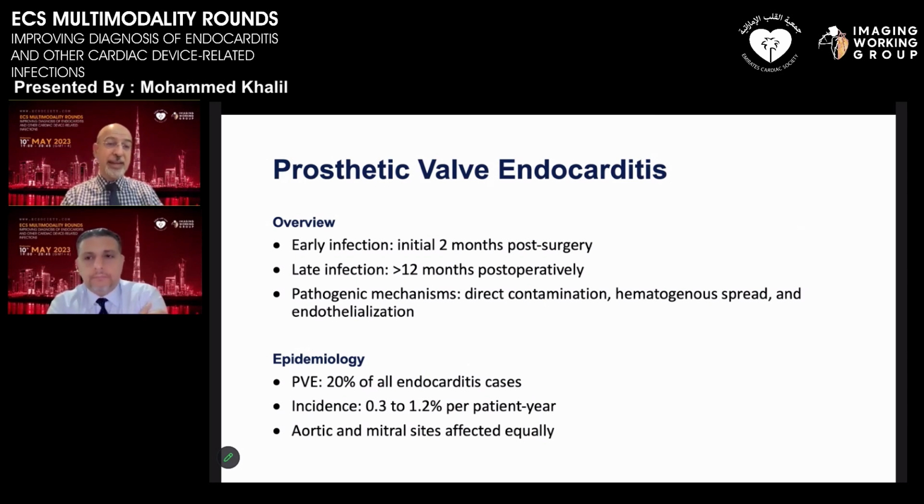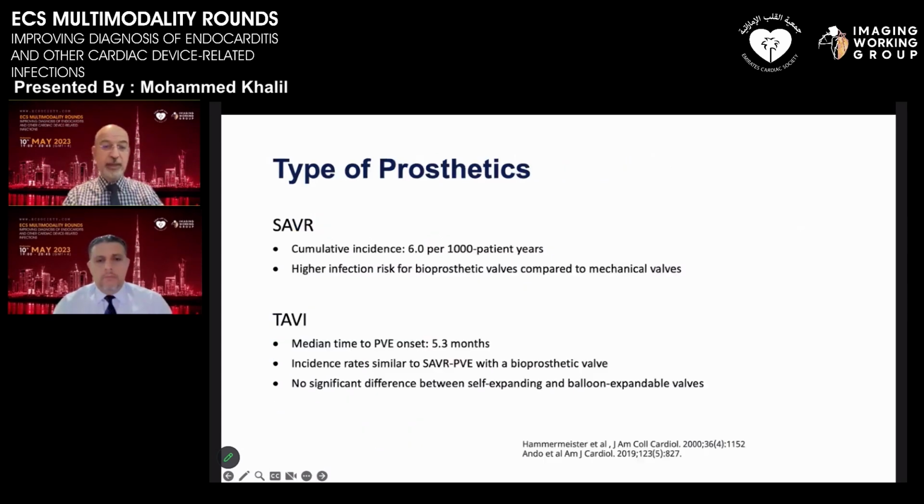We can also have late infection after 1 year post-op, and that's similar to community-acquired infection in native valve endocarditis. As I mentioned earlier, its epidemiology is more or less 20% of all cases of endocarditis currently related to prosthetic valve endocarditis. And unlike native valve endocarditis, aortic and mitral sites are affected equally in prosthetic valve endocarditis.